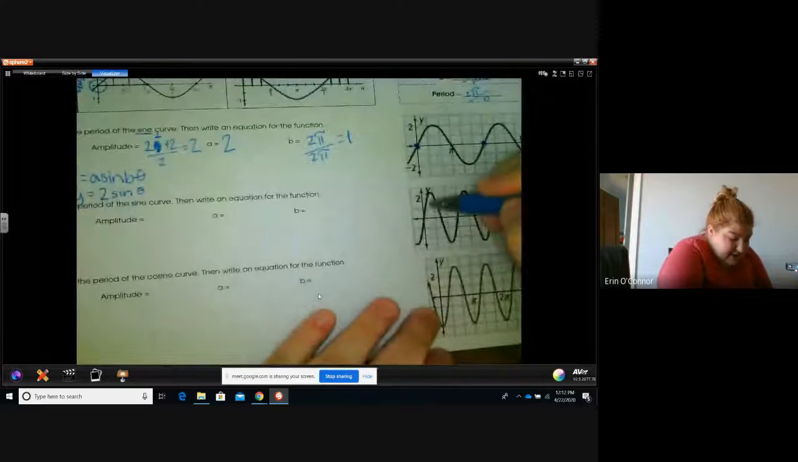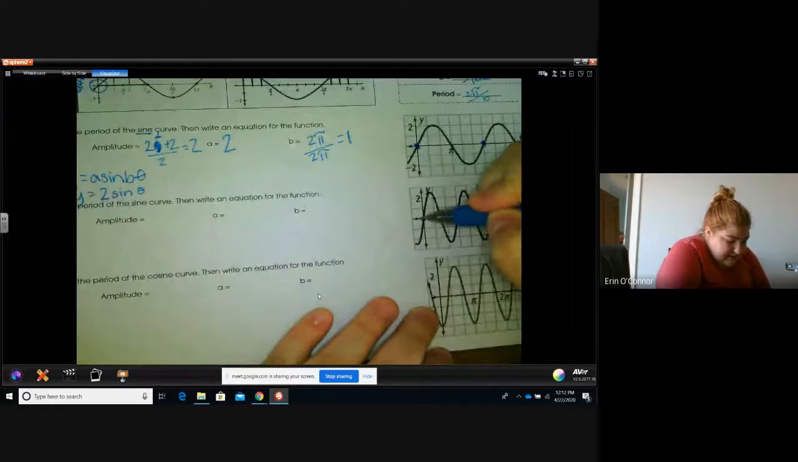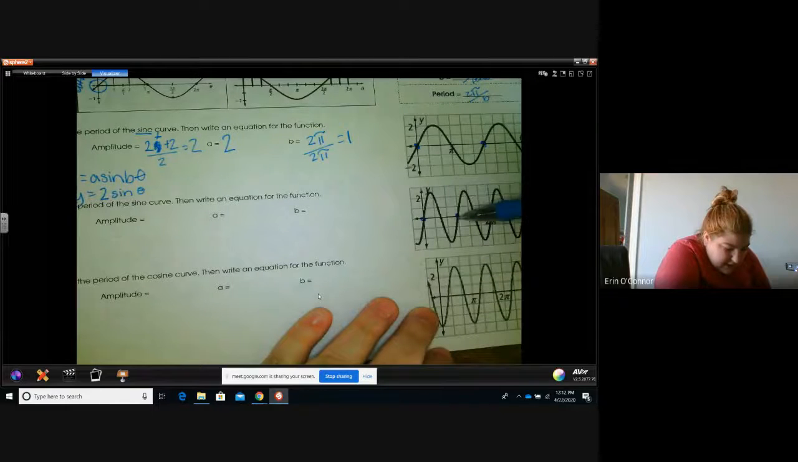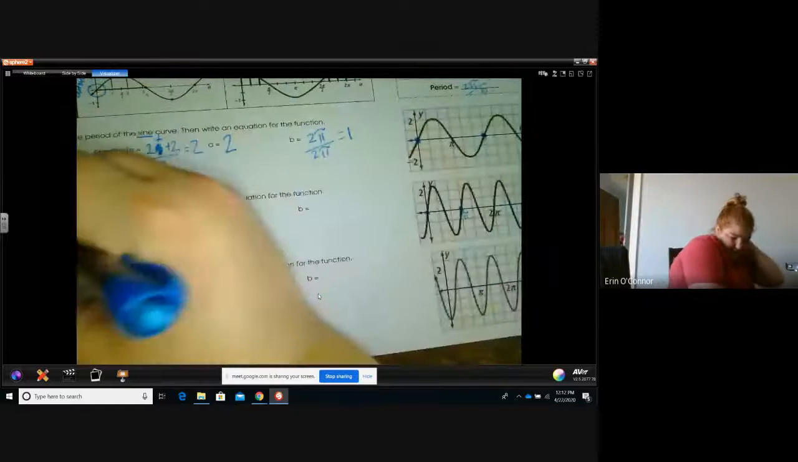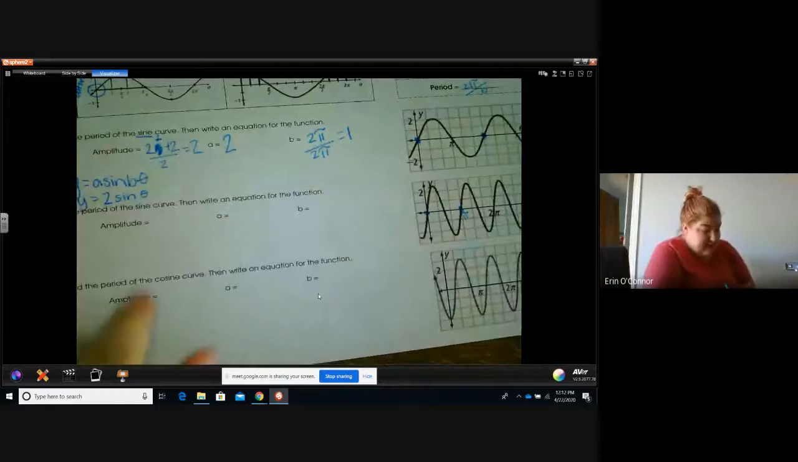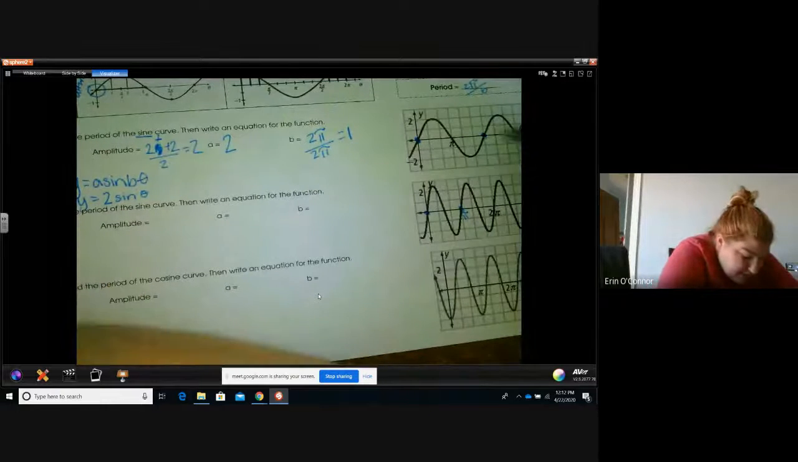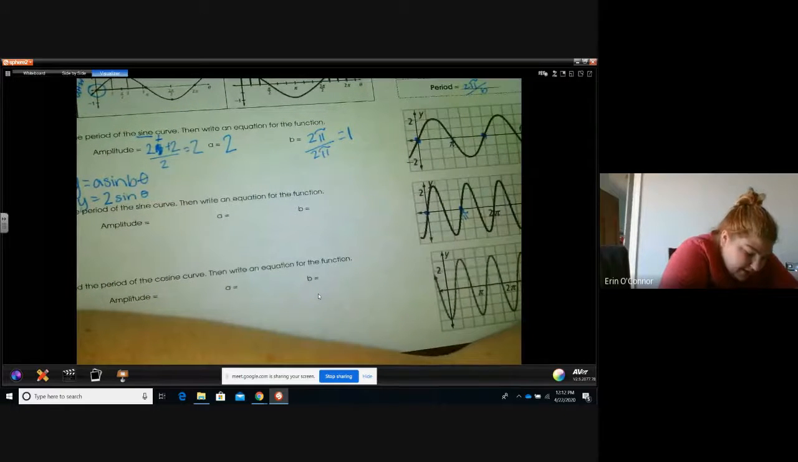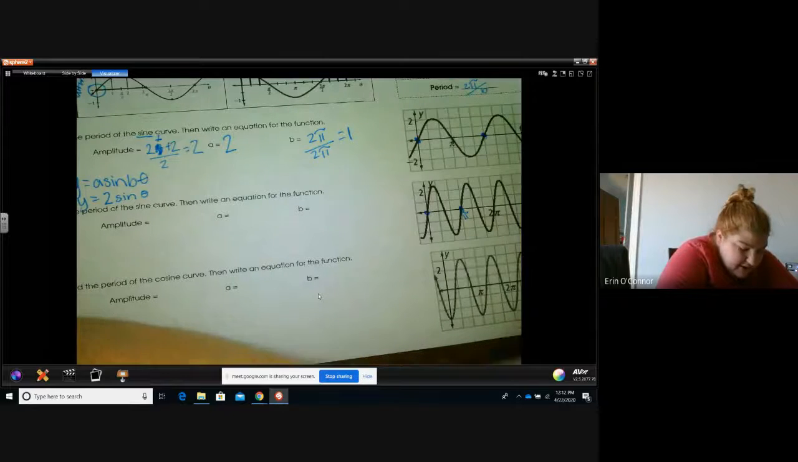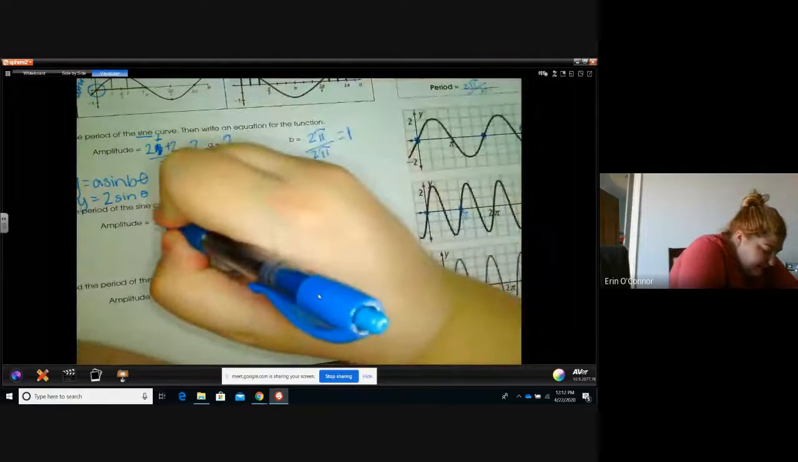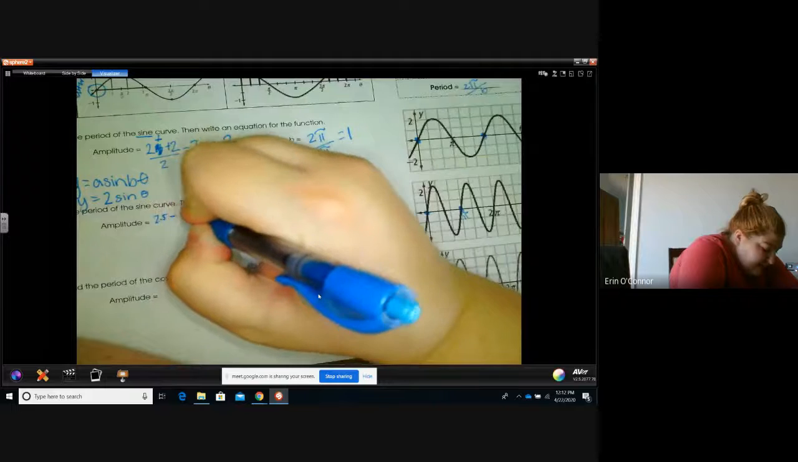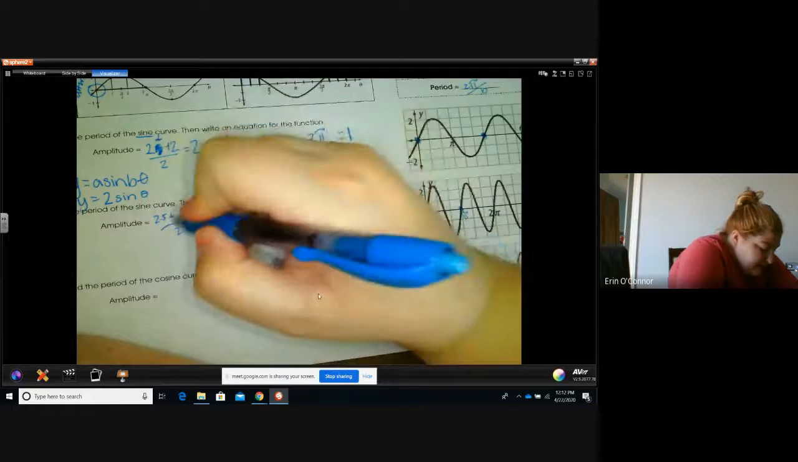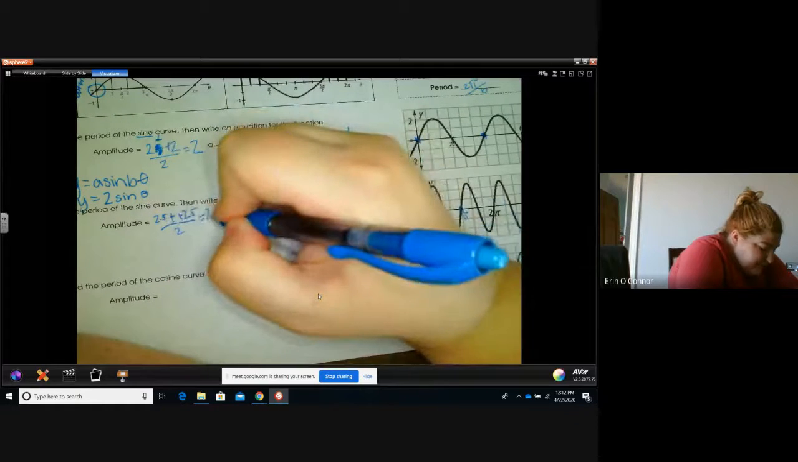Okay, again, we have a sine. It's increasing. Starts here, increasing again right here. 1, 2, 3, 4, 5, 6. So if this is 2 pi, this is pi. So the period is pi. The amplitude, this goes up to 2.5 and down to -2.5. So 2.5 minus -2.5 divided by 2 equals 5 divided by 2, or 2.5.